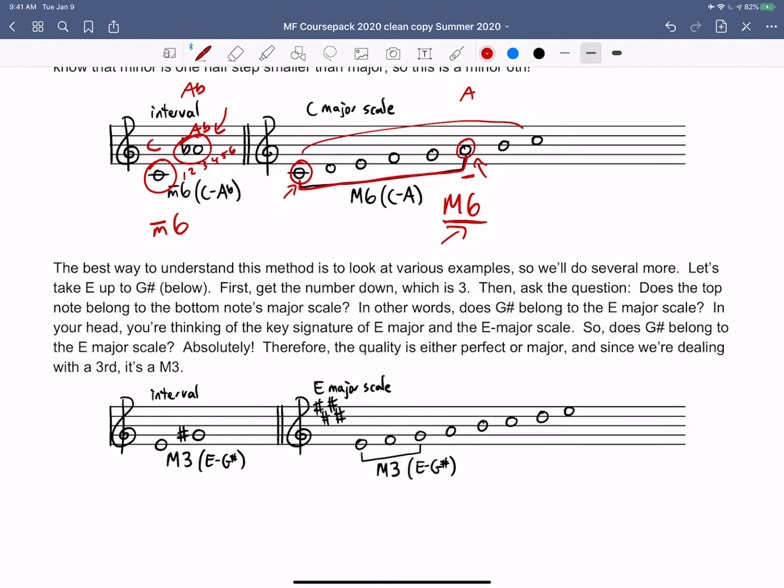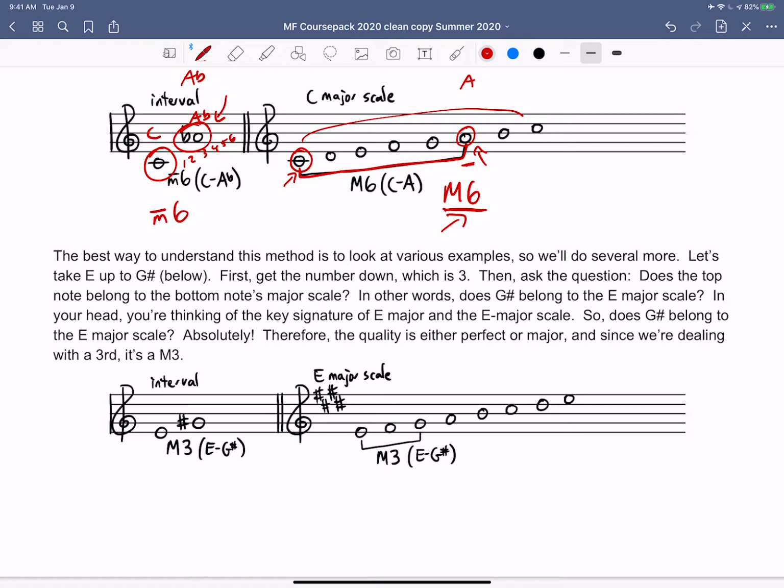Now, the best way to learn all this material is to look at a bunch of examples, so we're going to do a few more together.